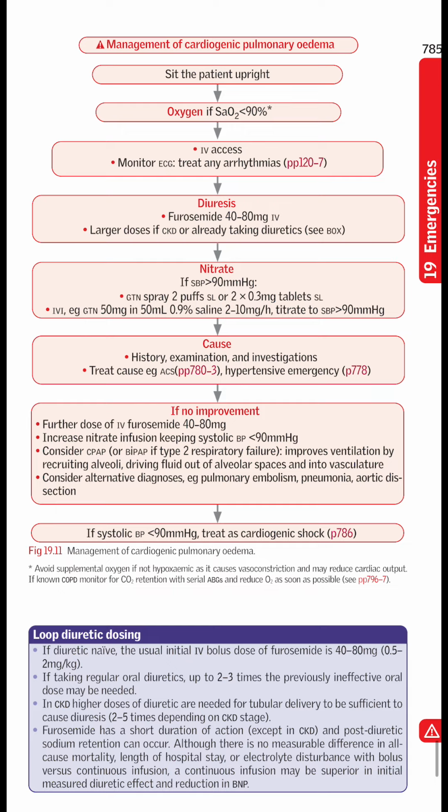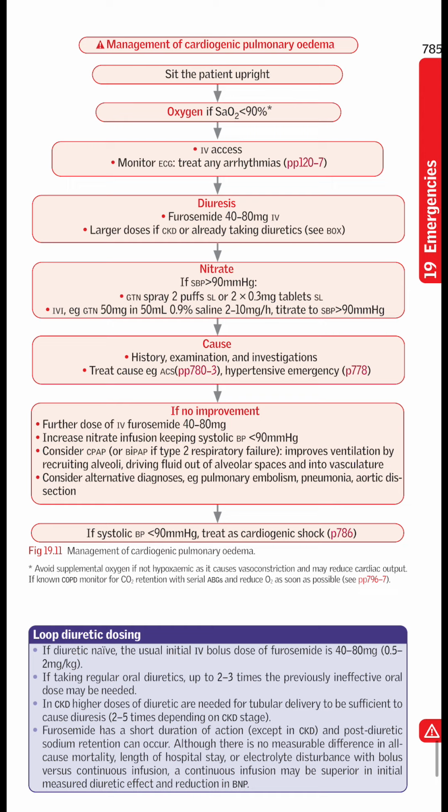If there is no improvement, give a further dose of IV furosemide 40 to 80 milligram. Increase the nitrate infusion, keeping systolic BP more than 90 millimeter of mercury. Consider CPAP or BiPAP: if type 2 respiratory failure, then BiPAP, otherwise CPAP. It improves ventilation by recruiting alveoli.